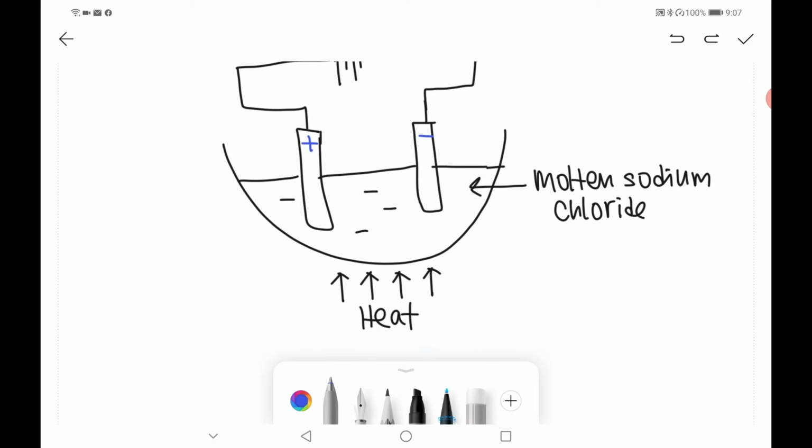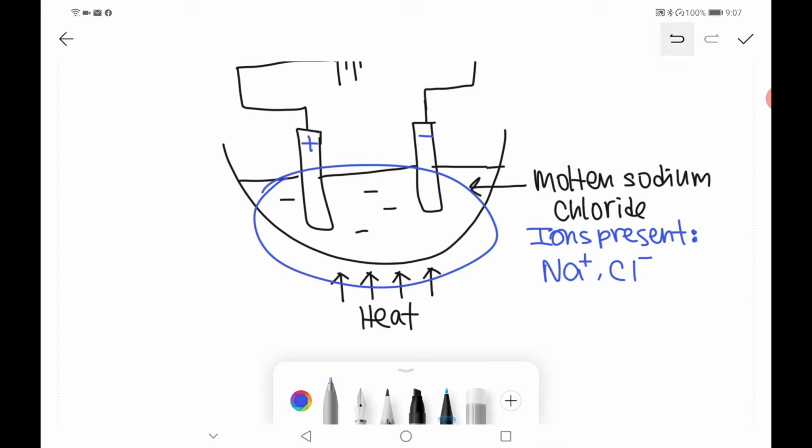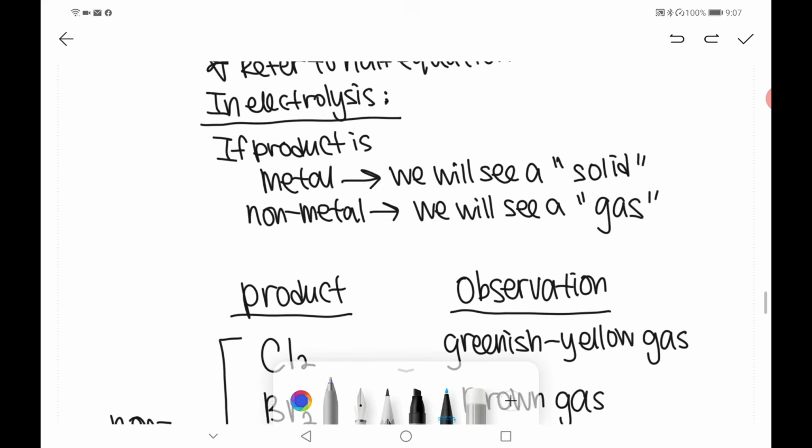So in molten sodium chloride, the ions that are present are 2. The first ion is sodium, Na plus. The second ion is chloride, Cl minus. Okay, so we have 2 ions inside the liquid. So what is the third step that we should do?